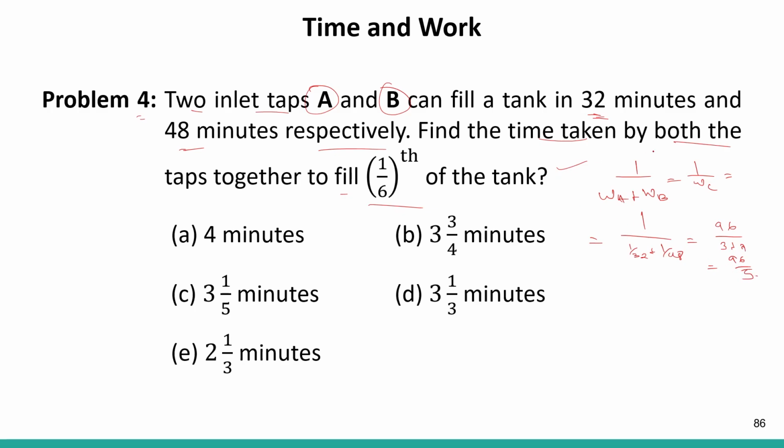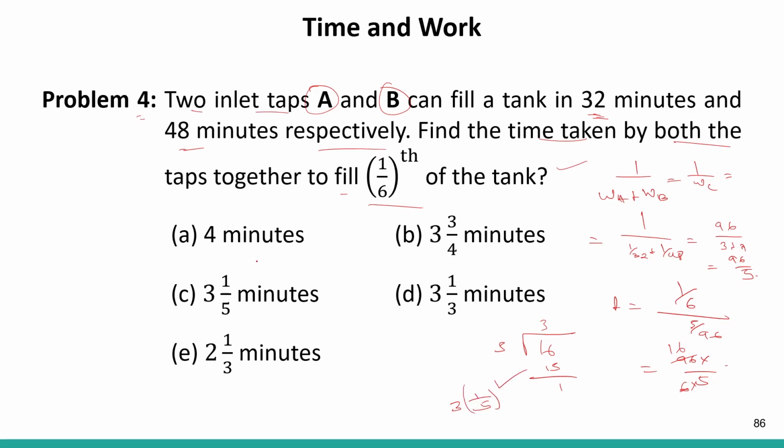Find the time taken by both taps together to fill 1/6. What we want to do is calculate 1/6 of the work against their combined work rate. So time T is equal to 1/6 of the work divided by their combined work rate, which is 5 by 96. So 96 by 6 into 5. So 6 goes into 96 sixteen times, so 16 by 5. Let's divide 16 by 5. 5 into 3 is equal to 15, so 1 will be remaining, so the mixed number will be 3 whole and 1 by 5, right?